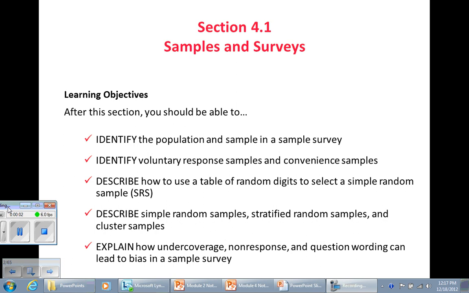All right, so we're starting Module 4. So your learning objectives in 4.1 are to identify the population and sample in a sample survey, identify voluntary response samples and convenience samples, describe how to use a table of random digits to select a simple random sample, describe simple random samples, stratified random samples, and cluster samples, and explain how undercoverage, non-response, and question wording can lead to bias in the sample.